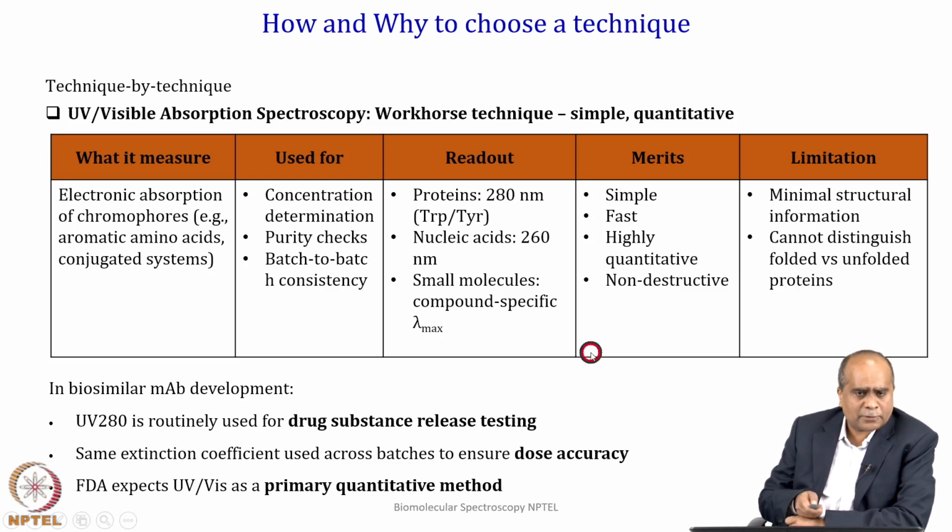Technique by technique, let us go ahead and then we will do some case studies here. Starting with a simple technique, UV visible, it is a workhorse technique, extremely simple, and quantitative. Just to refresh your memory, it measures the electronic absorption of a chromophore, that is the aromatic amino acids, tyrosine, tryptophan, phenylalanine, or a conjugated system. It is used for determining the concentration, and it also checks the purity or batch to batch consistency.